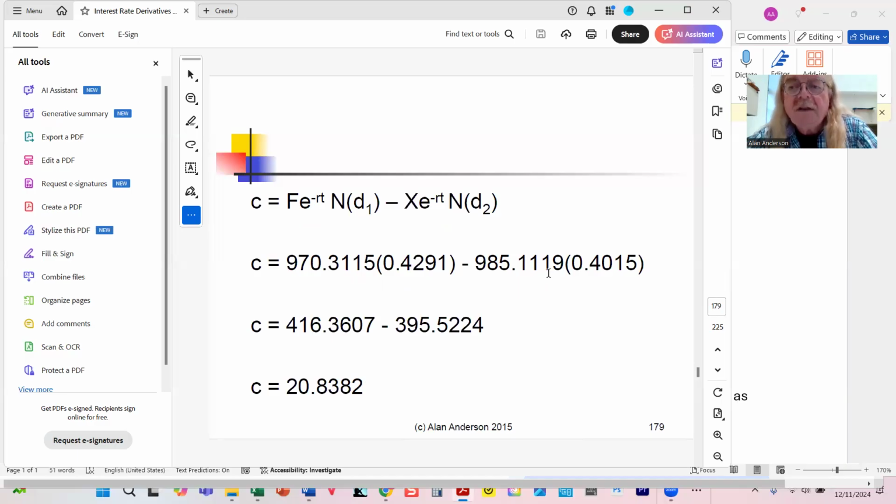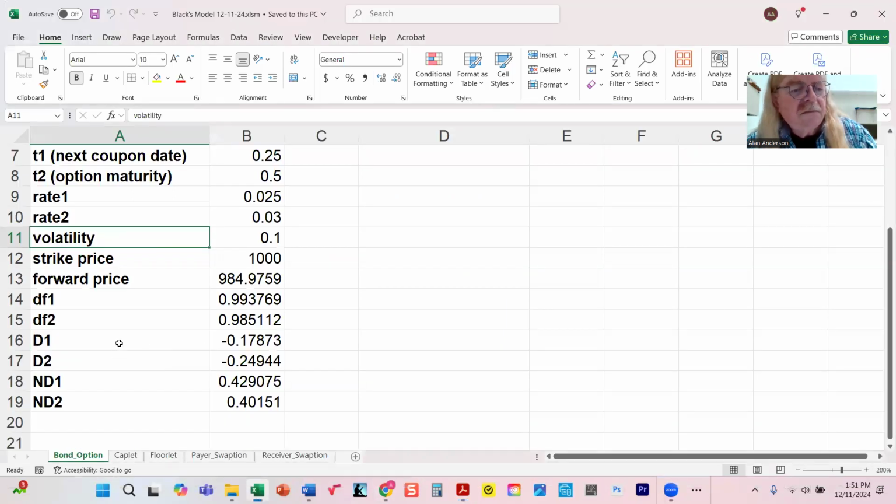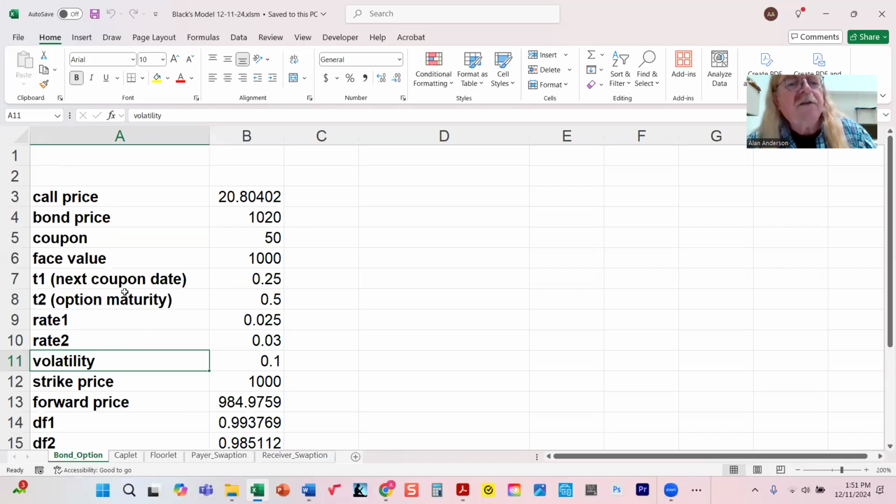And you can see it's very much like the Black-Scholes model, except for the complication that here we need to figure out a forward bond price. So this is how you would price a bond option. And in fact, I think that exact same example is over here. Yeah, that's the one.